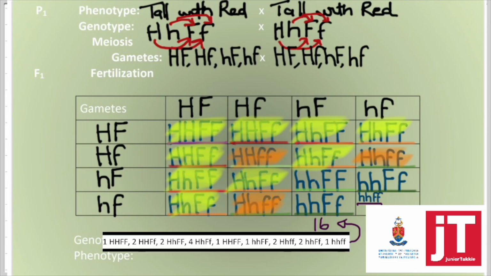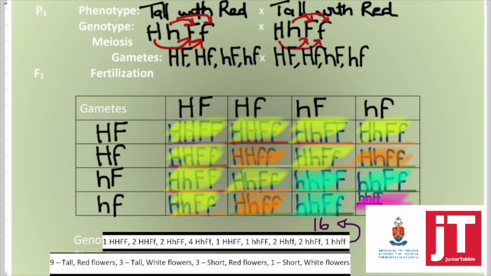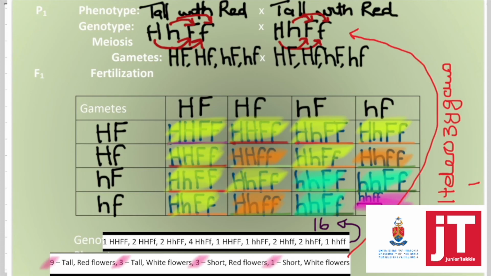Next, we have a look at the expression of red flowers, short plants, and you can see we've got 3 possibilities there. And again, we look at white flowers, tall plants, and finally, there is only one condition that will result in white flowers and short plants. If we put this out into the phenotypic expression, we'll see the ratio being 9 to 3 to 3 to 1. And this is a very, very unique ratio.